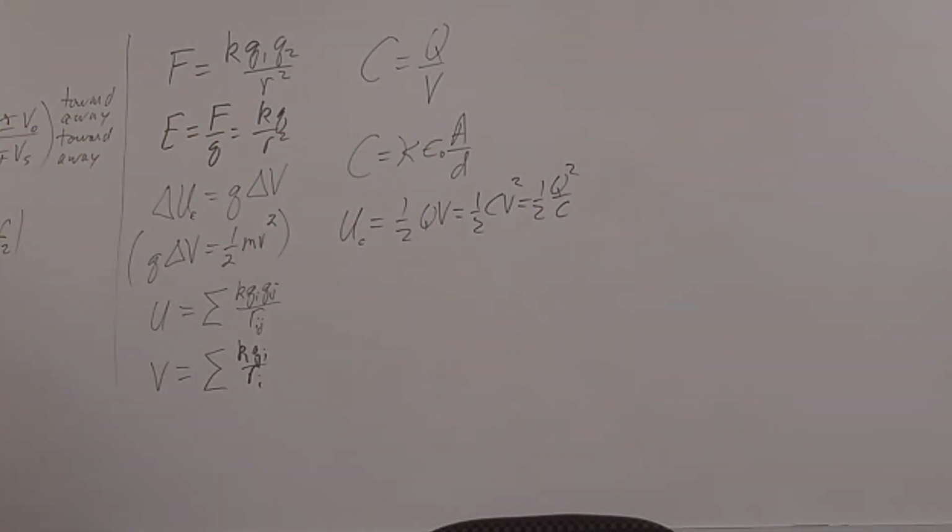All of those are equivalent forms, so if you do know two of those, Q, V, and C, you can find the energy by just using the appropriate form for that.